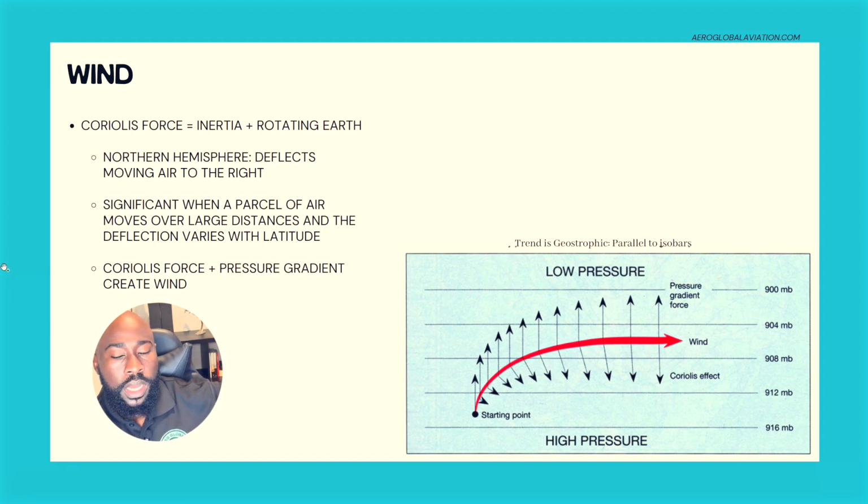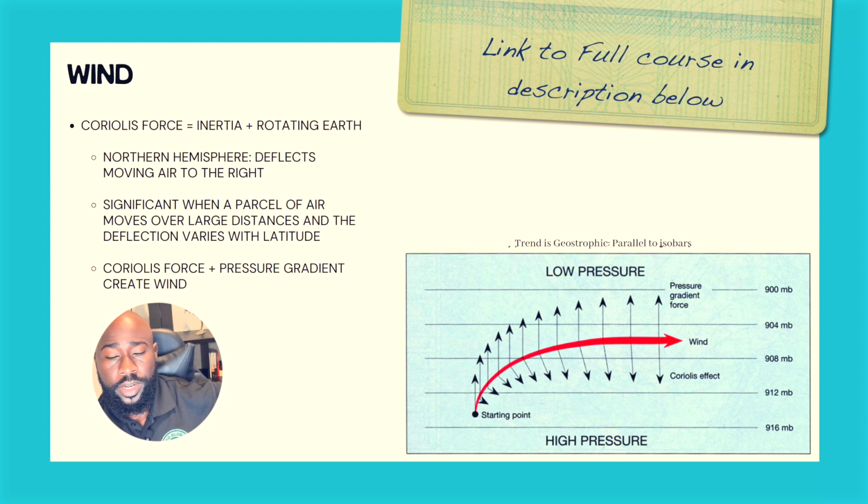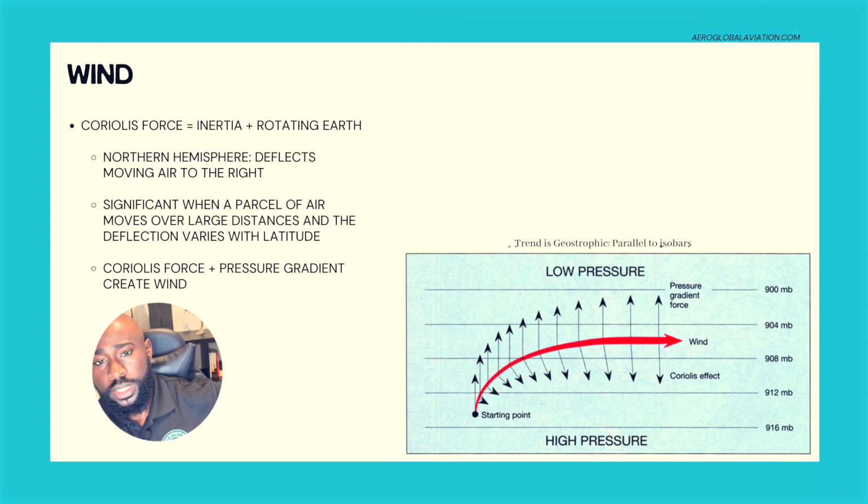So wind. How is wind formed? This will help us understand how wind is formed. It's basically a combination of the Coriolis force and the inertia of the rotating earth. Because the earth is constantly rotating, it creates a Coriolis force. Coriolis force is the force that affects the movement of air in the atmosphere. So the air in the atmosphere is not just going to move in a straight path. The force that causes the air to move in different directions is called the Coriolis force.